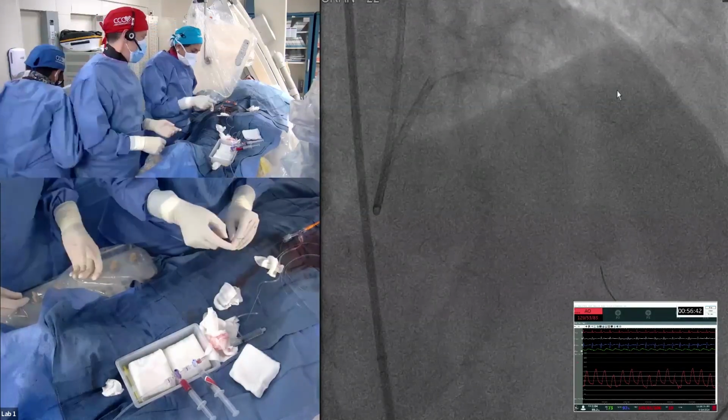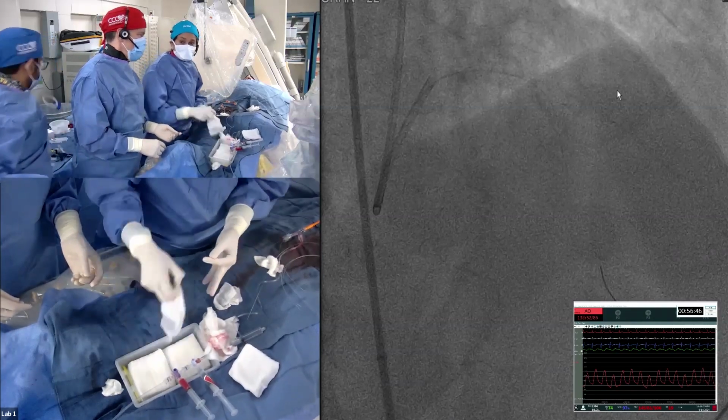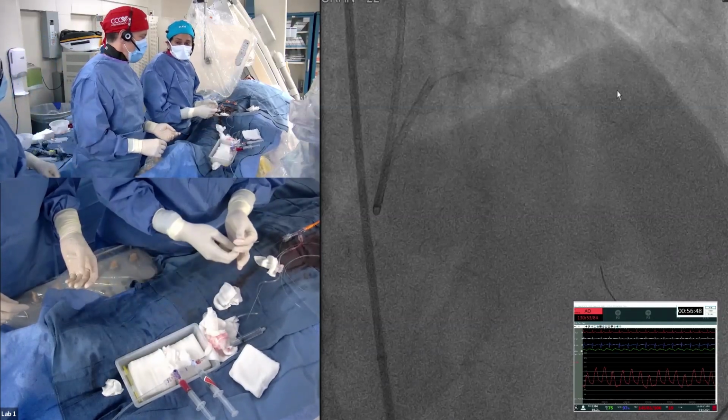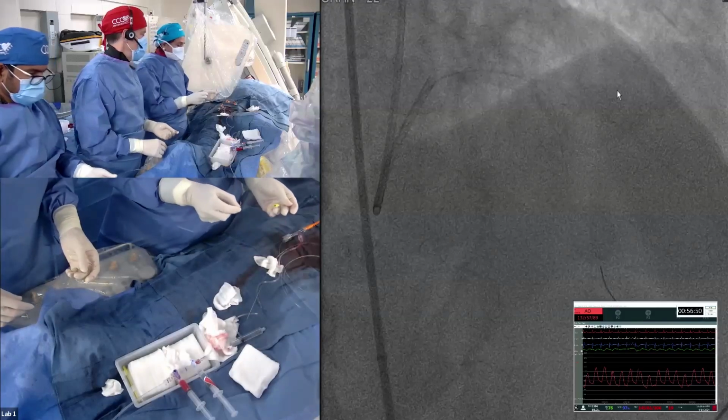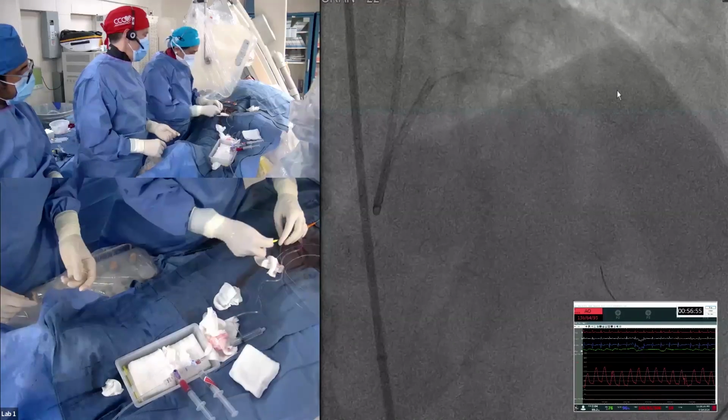So what will we do? Jason, I know there's a discussion, we have to do OCT, but we already opened the IVUS, right? Yeah, we have the IVUS. The question is, what do we do with the diagonal? So I'm going to wire the diag. Another option is to wire the diag.